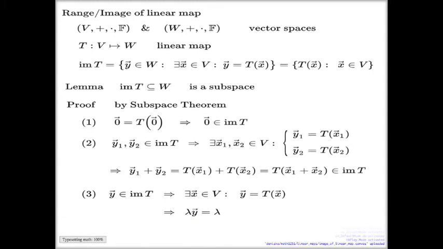Now if I start testing why the scaled vector, lambda y is in the image, that's the place where I borrow something from the properties of linear maps. All I need to say is that T of lambda x equals lambda y, and that's exactly the vector in the image. And that's the end of it. The end of the proof that the image of a linear map is a true subspace. Any questions?